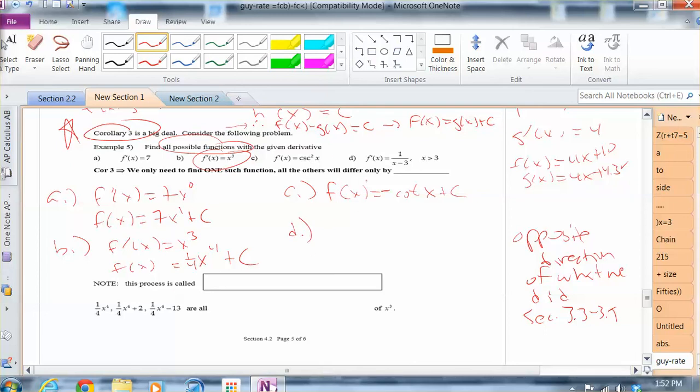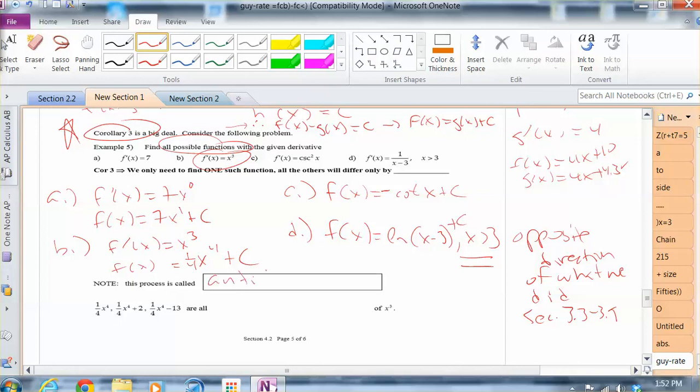Or D, this is a bit sneaky. It'll be natural log of x minus 3, given that x has to be greater than 3, because the derivative of natural log is 1 over the expression. And since we have 1 over x minus 3 as the derivative, the original function is ln(x minus 3). And we have to say given that x is greater than 3 because you can't take the natural log of negative numbers. So it's very important you state that. Oh, plus c. Forgot about that as well.